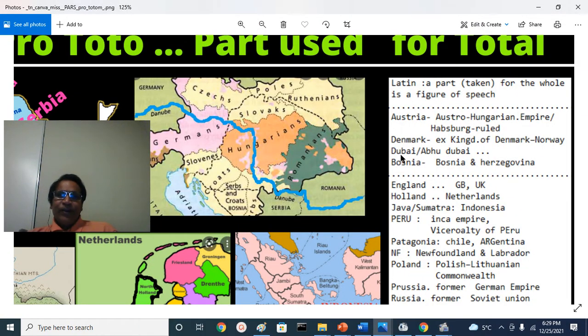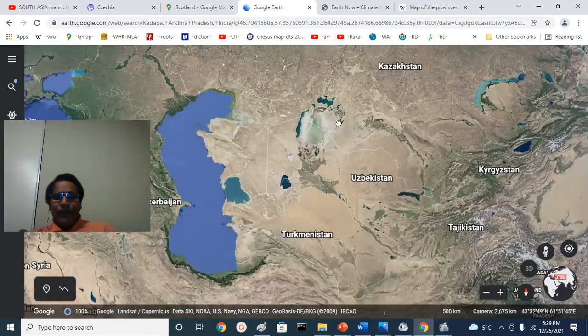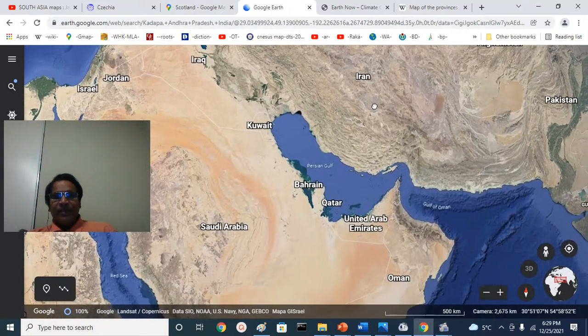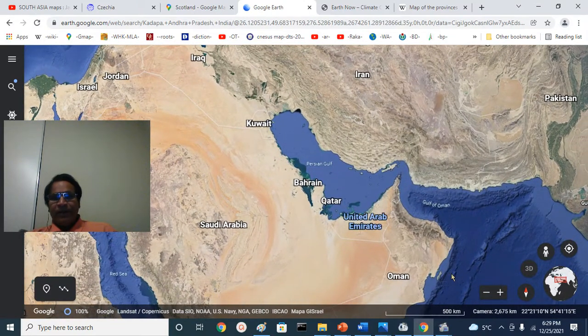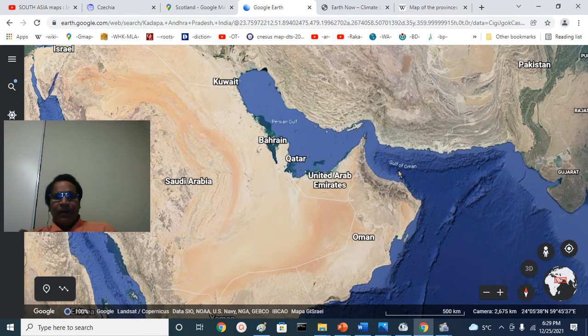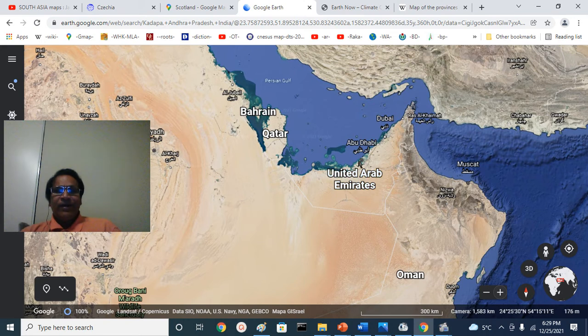In the Gulf countries, people use Abu Dhabi or Dubai for the United Arab Emirates. If you go to the Gulf in the Middle East, that is the Persian Gulf here, this is the United Arab Emirates. That is a country adjoining Oman and Qatar, and the Persian Gulf and Gulf of Oman. There are more than half a dozen emirates. Emirates means small kingdoms. Abu Dhabi is one, Dubai is one, Ras Al Khaimah, Fujairah, and so on.